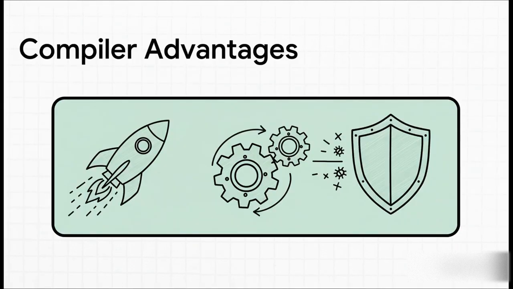So, what's the reward for all that upfront work? Well, it's all about speed. Because all the translation work is already done, that final program runs incredibly fast. The compiler took its time to optimize the code for that specific computer. And maybe the biggest win for developers is that it catches typos and silly mistakes before you even try to run the program, which, trust me, saves you a ton of headaches.